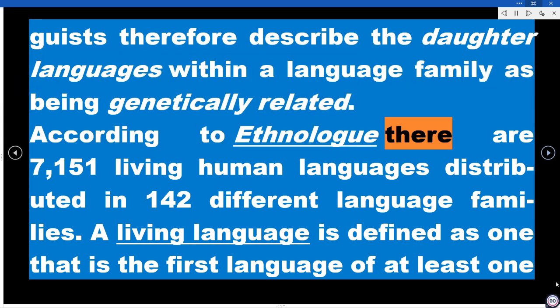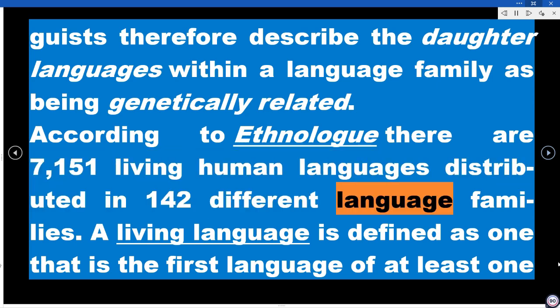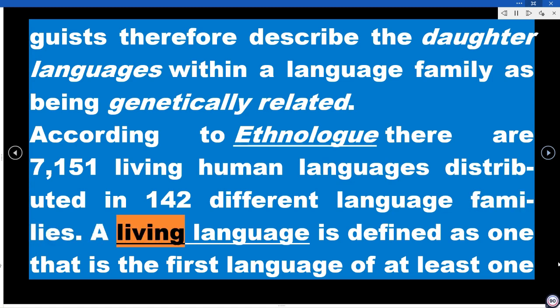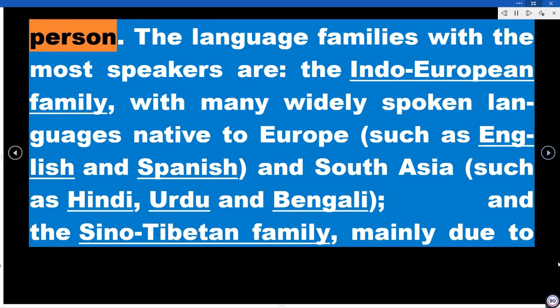According to Ethnologue, there are 7,151 living human languages distributed in 142 different language families. A living language is defined as one that is the first language of at least one person.